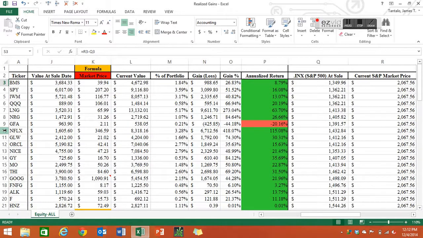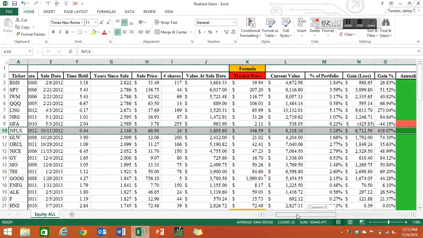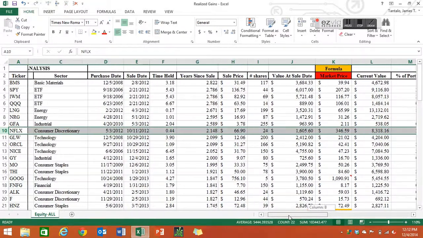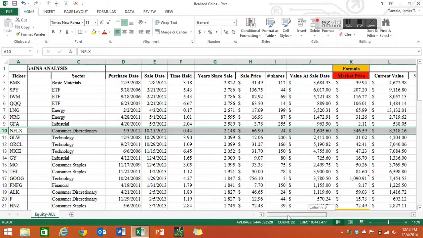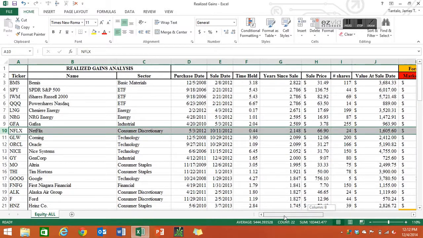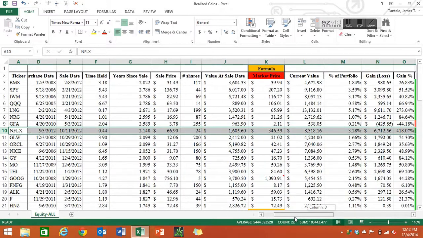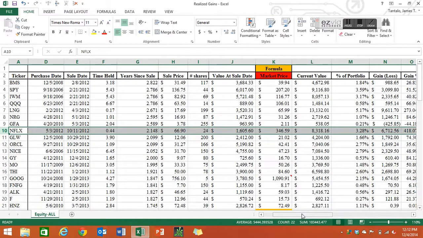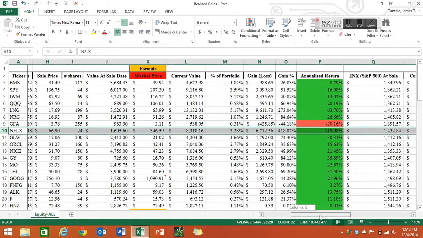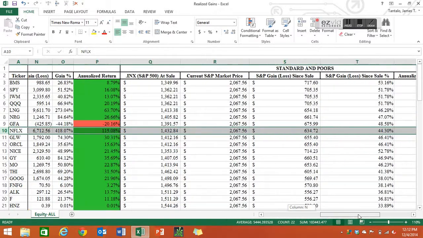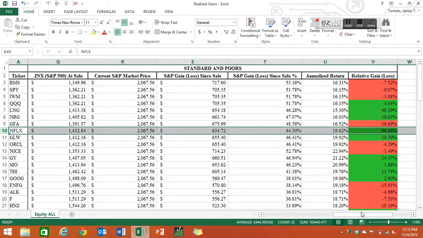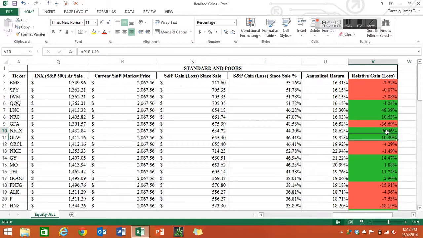The biggest example is Netflix. We sold Netflix back when it was $66.90 a share, and right after that happened, it blew up. And it reached almost $400 a share. Now it's down to $346.57, but still, that's almost $300 more than it was when we sold it. So that's constantly going to be a bigger gain than it's still 96.46% higher even if you net it out with the Standard & Poor's relative gain.